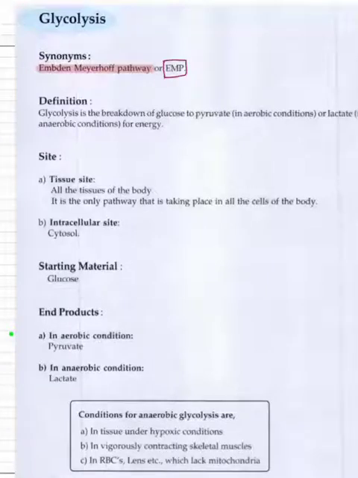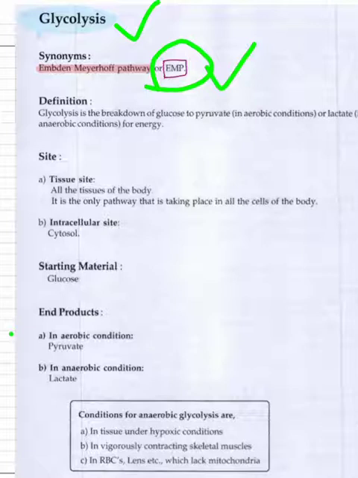Today's topic is glycolysis. Everyone knows it, or we already studied it in 12th standard. Okay, now coming to the full details about glycolysis. First, glycolysis is otherwise called the EMP pathway, that means Embden-Meyerhof pathway.